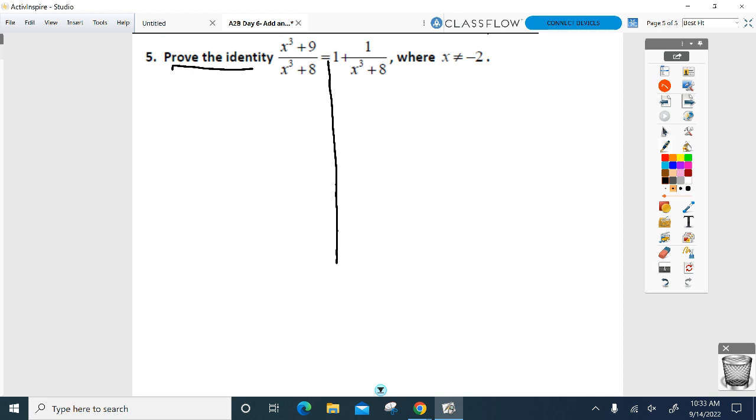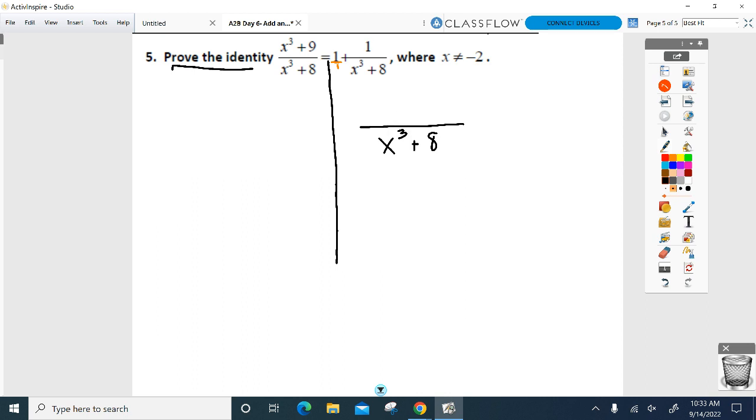Yeah, everyone agrees? All right, so have we been adding fractions? So why can't we add these 2? What's the denominator on the 1? A 1, right? 1 over 1. All right, give me a common denominator. I got 1 and I got x cubed plus 8. I'm not trying to trick you. What's the common denominator? X cubed plus 8. Yep, here we go.